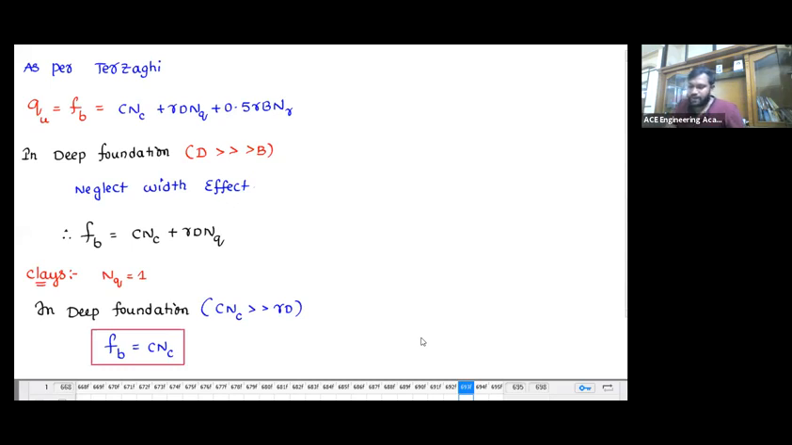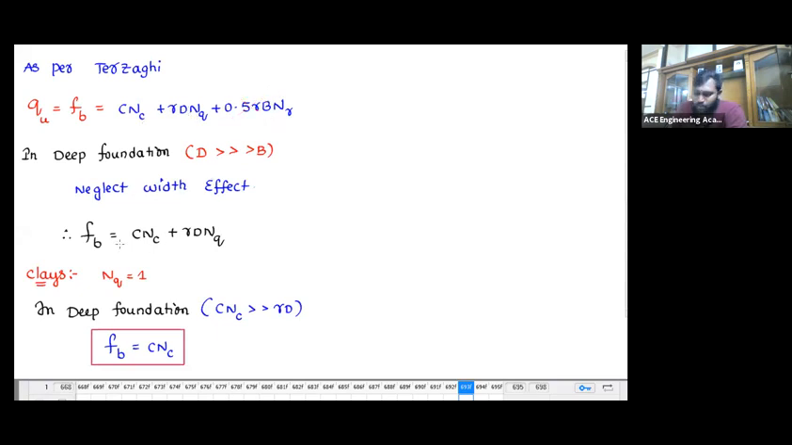Listen to me carefully, I'm repeating this again. As per Terzaghi, we know this is the equation. In the case of the deep foundation, the depth is going to be much larger than the width, so we neglect the width effect. When we neglect the width effect, what remains is cNc plus gamma D Nq.